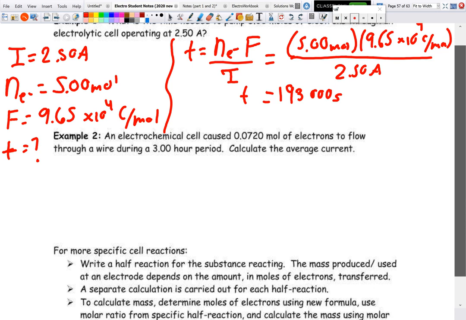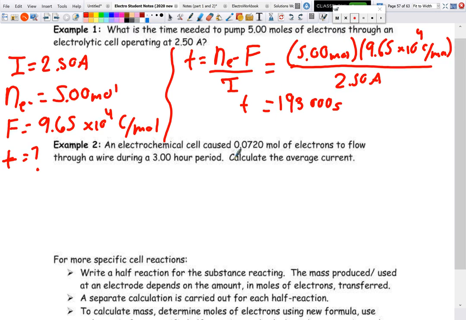So our example 2 here, we have an electrochemical cell. It causes 0.0720 moles of electrons to flow through a wire during a 3-hour period. Calculate the average current. So of course this one here, I'm just going to do it in different colors so we don't get confused. Right, so we have number of moles of electrons is equal to 0.0720. We have time is equal to 3.00 hours. Now right away this is going to be an issue. We have to convert this into seconds.